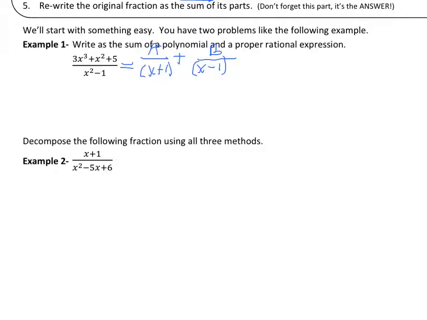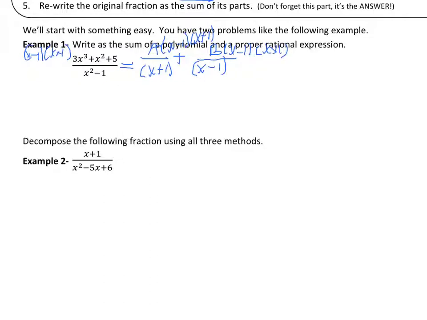So now, what's our next step? I want to clear the fractions. We want to take this equation and solve it, so we want to get rid of all of our denominators. That means we multiply everything by our common denominator, which is x squared minus 1, or x minus 1 times x plus 1. So I multiply this by x minus 1, x plus 1, this by x minus 1, x plus 1, and this by x minus 1, x plus 1.